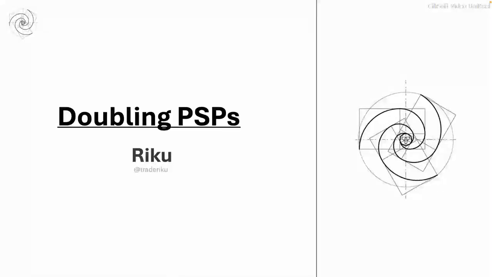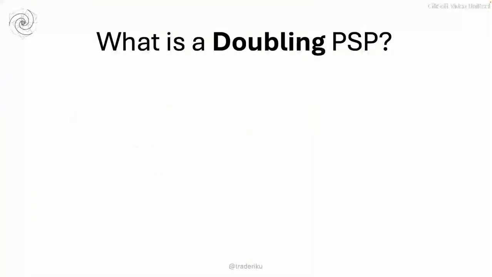This video will be introducing doubling PSPs, and it's something that I've been using for some time now, and I've decided to finally share it with everyone. So by now you should know what a precision swing point is. So what is a doubling precision swing point?